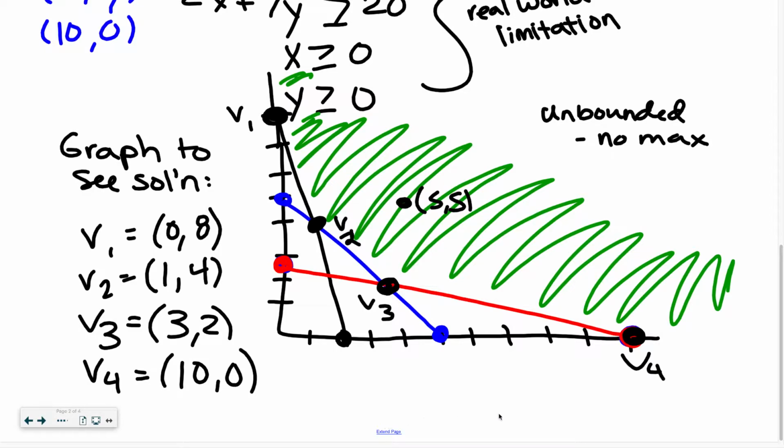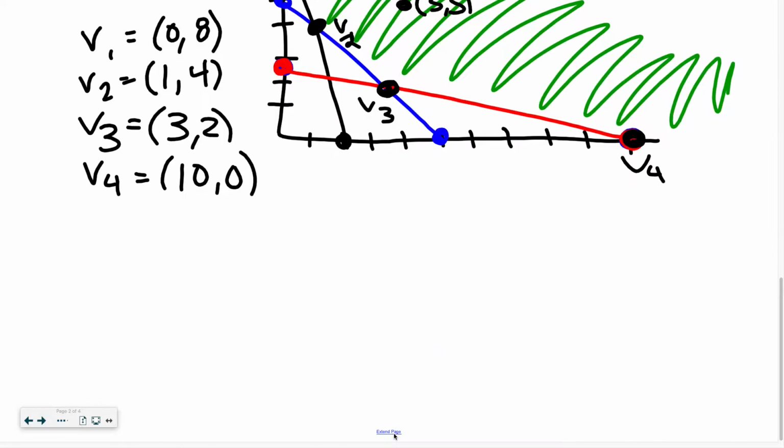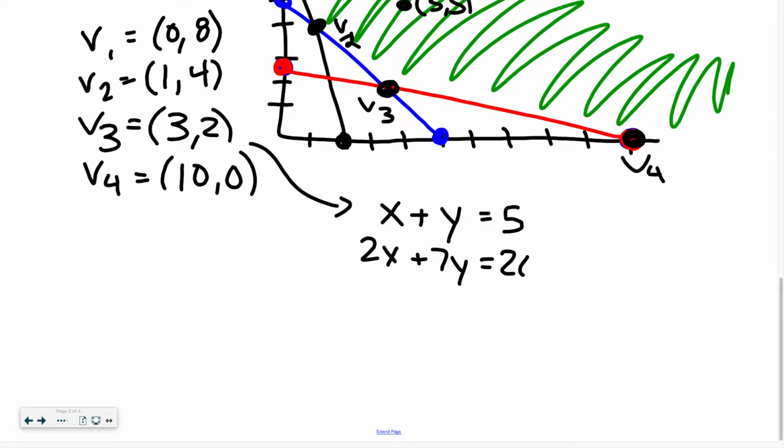Okay. Just really quickly, in case you're ever stuck, and this might help with quiz corrections today. Let's say I was having trouble with my V sub 3 because my graph was off. Take the 2 lines that are intersecting. The blue one was the x plus y greater than or equal to 5. Just treat it like a line equals 5. And then 2x plus 7y equals 20.